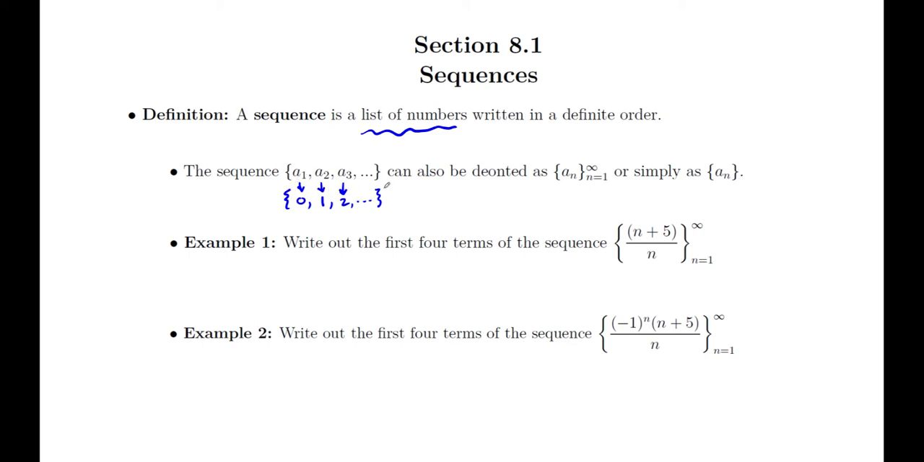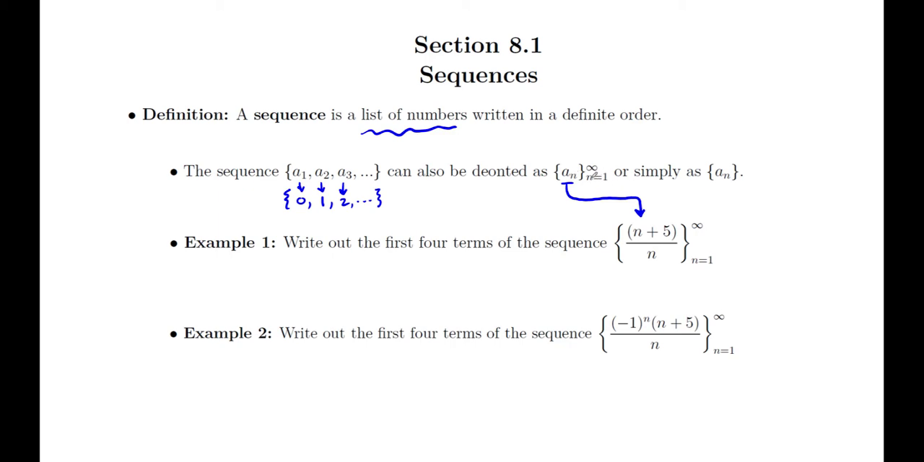We always use curly brackets to indicate that we're talking about a sequence. Now, if I can boil my sequence down to a formula, then what I'm going to do is put that formula inside of those curly brackets. So this a sub n here is just this formula that you see here in example 1, the n plus 5 over n, right? It's a formula telling me how to get each element of my sequence.